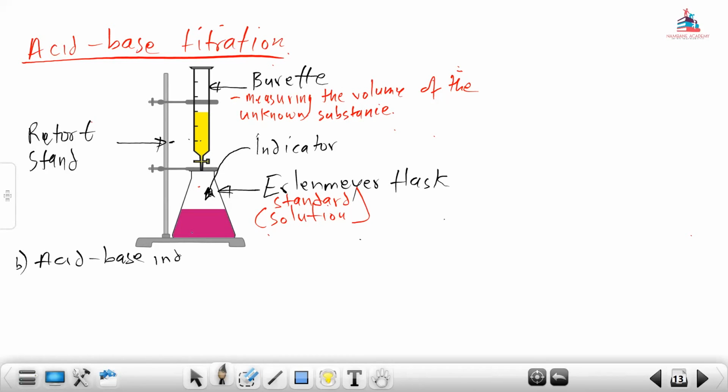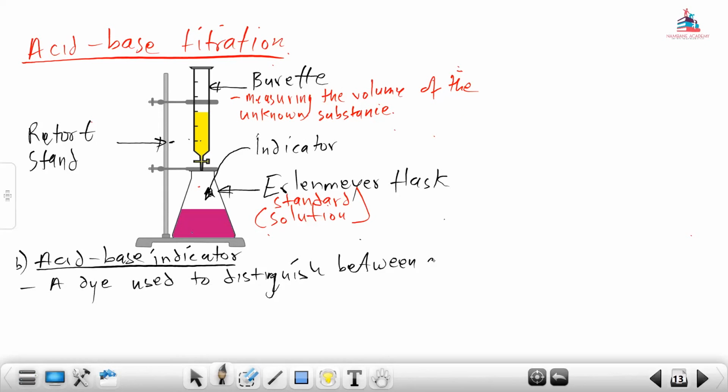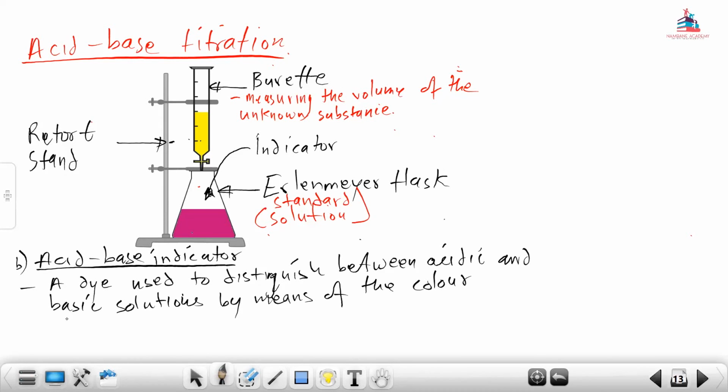Acid-base indicator: a dye used to distinguish between acidic and basic solutions by means of the color changes it undergoes in these solutions.